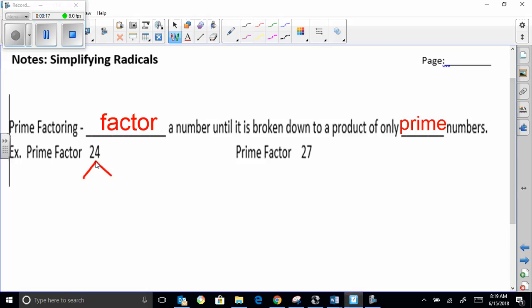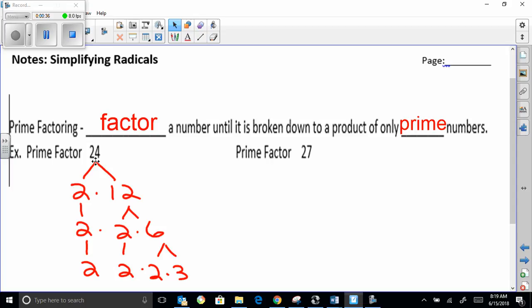I'm going to use a prime factorization tree. So factors of 24 are 2 and 12. You could have used 4 and 6. And then we're going to keep breaking these numbers down until they are all prime. 2 is prime, 2 is prime, 6 is not. 2 times 3. So my prime factors of 24 are 2 times 2 times 2 times 3. Take your time to verify: 2 times 2 is 4, 4 times 2 is 8, 8 times 3 is 24.